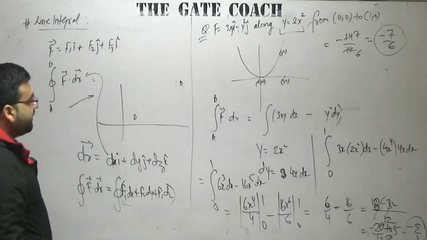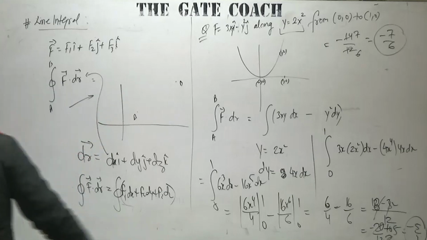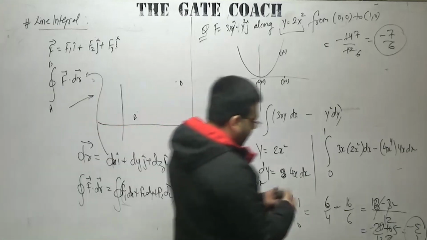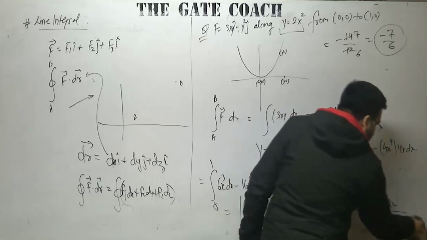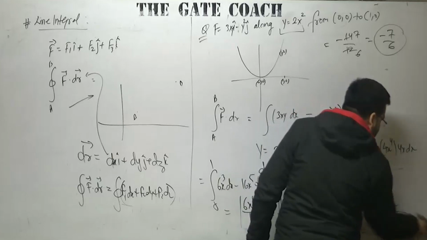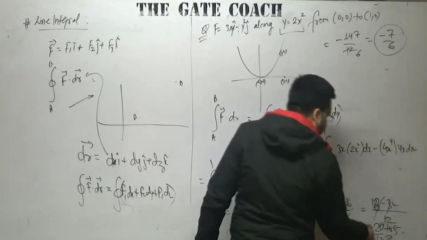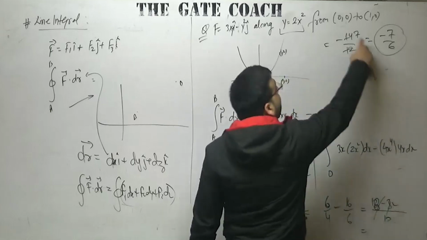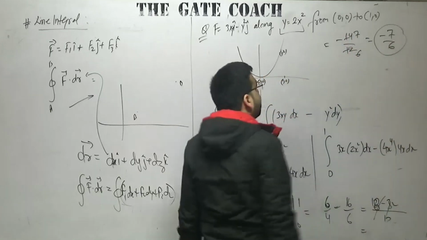Clear? So that is how we have to proceed in these types of questions. Do not fall prey to that. So I have done some calculation mistake. It is minus 18, not 12. It is 18 minus 32, not 12 minus 32. 18 minus 32, and ultimately you will be getting minus 14 by 12, which is minus 7 by 6.